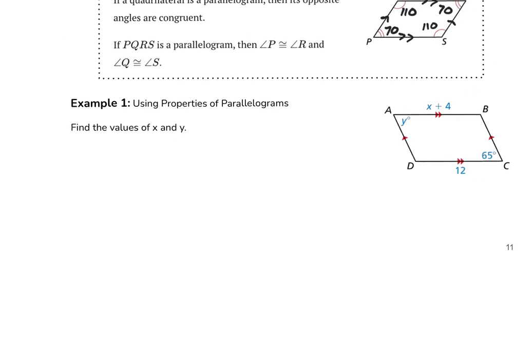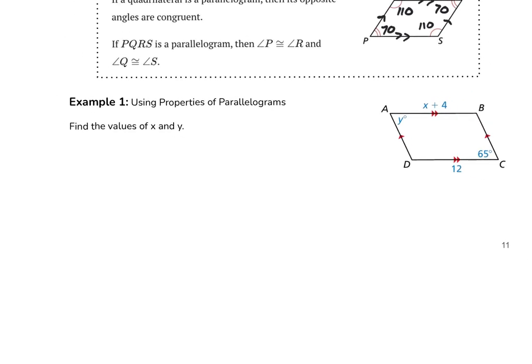So it works whichever way you want to look at it. That's one thing we're going to spend a lot of time with today: identifying the parts that are congruent and then using that to find missing information. So on this first example, we try to find the values of x and y. Really pay attention to if it's a side or an angle. x plus 4 is a side, 12 is a side. These two sides are across from one another, right?